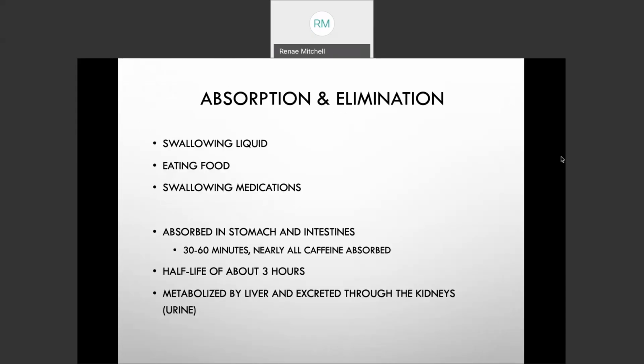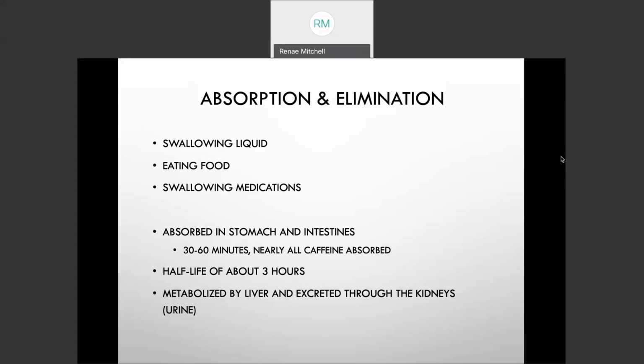So caffeine gets into the body by ingestion, so swallowing a liquid or eating a food, swallowing medications that have caffeine. So it goes through the gastrointestinal system. And like all drugs or substances that go through the GI tract, absorption happens in the stomach and in the small intestines. It takes about 30 to 60 minutes for the caffeine to fully absorb into the bloodstream.